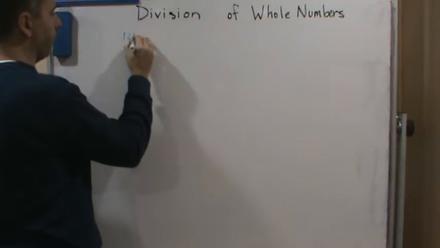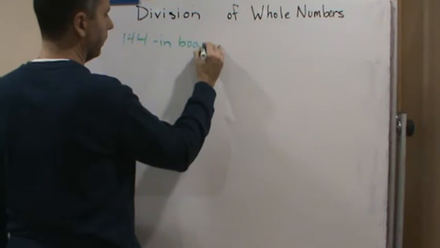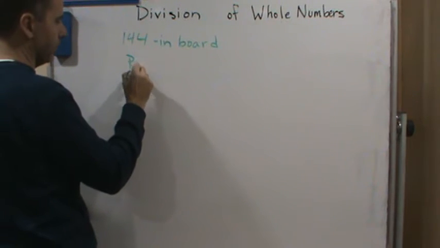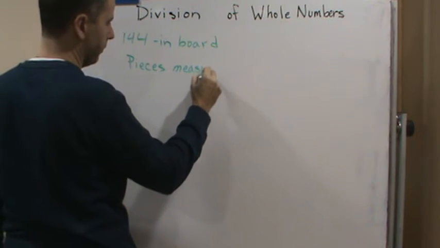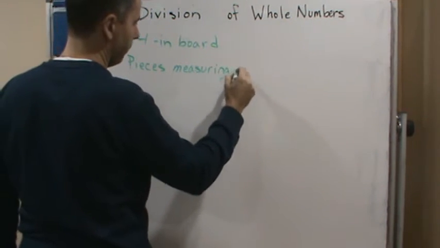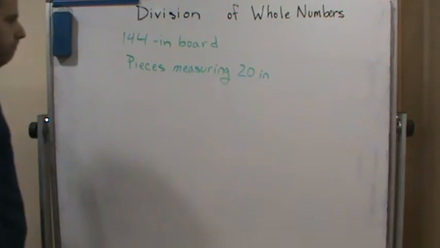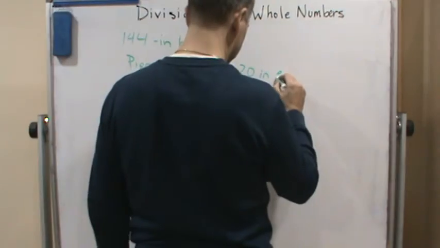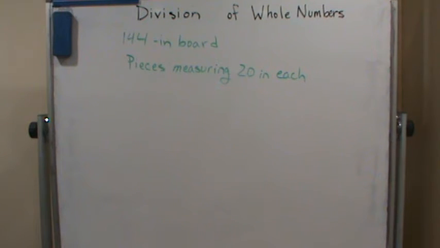So I've got a 144-inch board and I want to cut it into pieces measuring 20 inches each. Okay? So how many pieces of board am I going to cut?